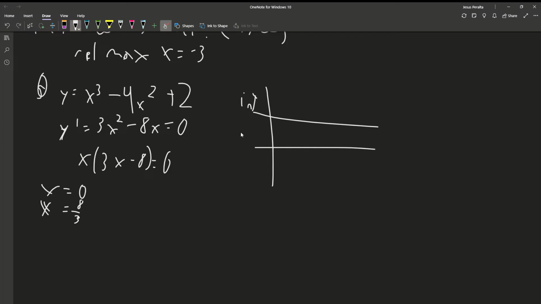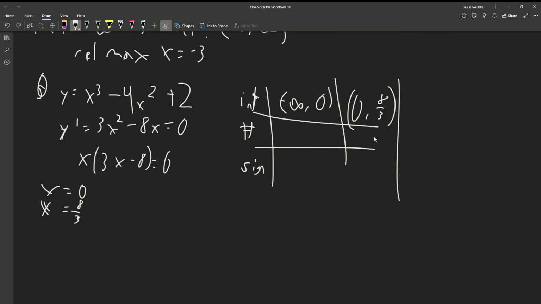Right here is our interval, right here is our number, right here is our sign. And if you feel confident to do this yourself, then go ahead, but there's nothing wrong with following this. So we're gonna plug in our -infinity to 0, and then we're gonna plug in our 0 to 8 over 3. Then we're gonna plug in our 8 over 3 to, and oh my god, it's so bad, infinity.